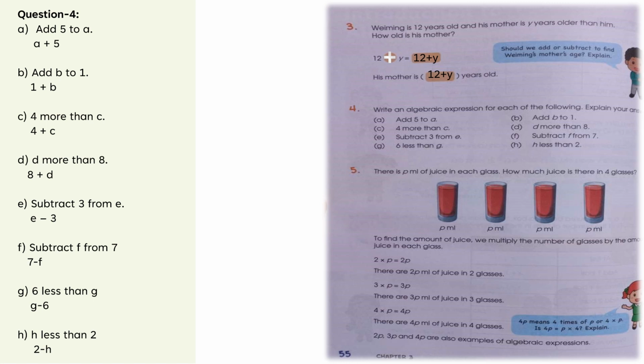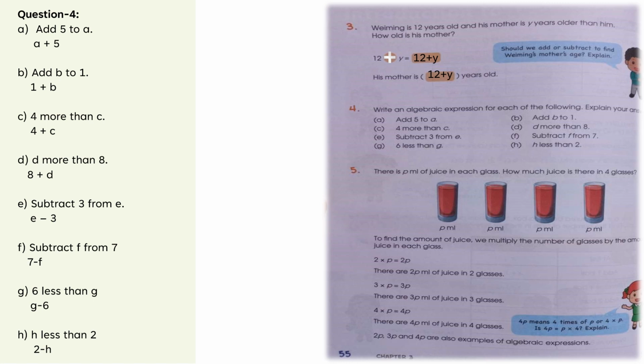Question 3 says Vivek is 12 years old and his mother is y years older than him. How old is his mother? As Vivek's mother is y years older than him, we have to add y to 12 in order to get the age of his mother. So the algebraic expression in this situation is 12 plus y.